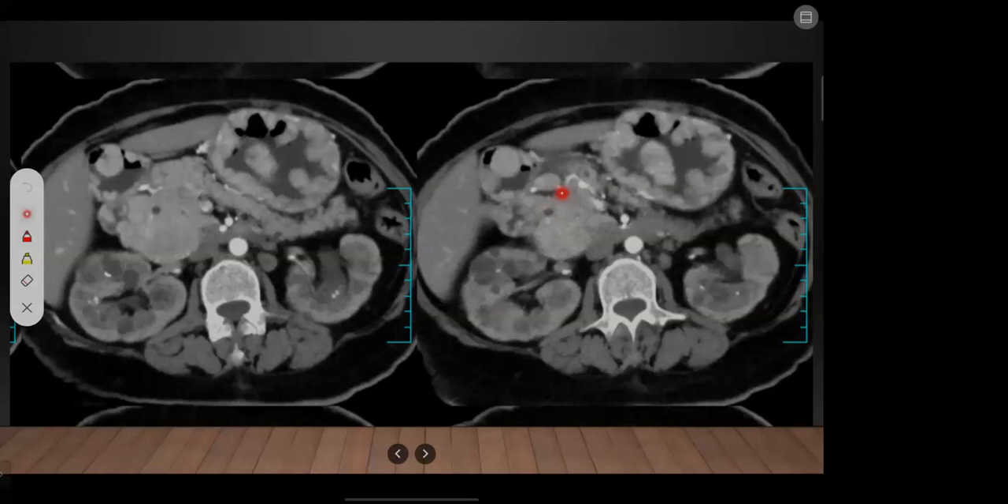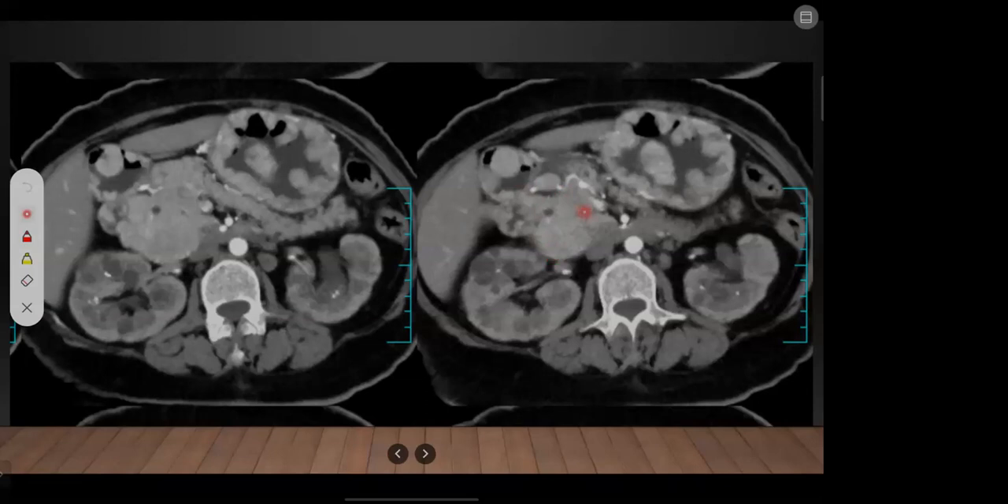So if it enhances less than the normal pancreas, sir, then it can be adenocarcinoma, which will be hypodense. If it enhances more than the pancreas, then it can be some hemorrhagic lesion, or it can be a hemangioma.